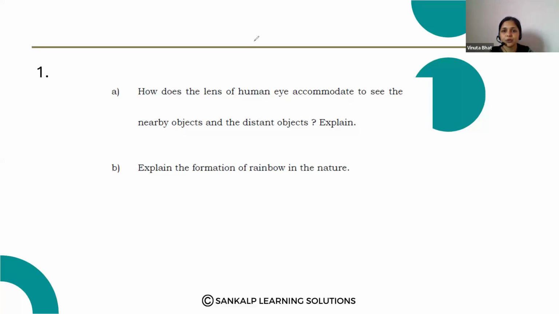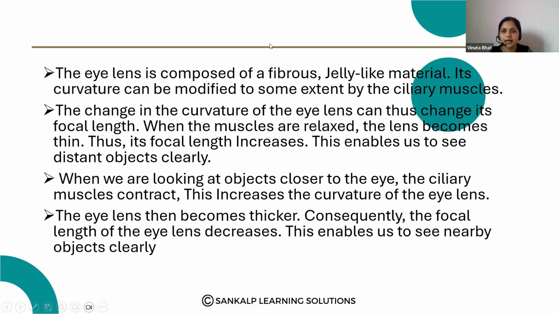How does the lens of the human eye accommodate to see the nearby objects and the distant objects? Here, the eye lens is composed of a fibrous, jelly-like material. Its curvature can be modified to some extent by the ciliary muscles. The change in the curvature of the eye lens can thus change its focal length. When the muscles are relaxed, the lens becomes thin. Thus the focal length increases. This enables us to see the distant objects clearly.